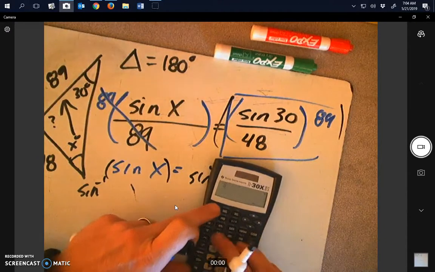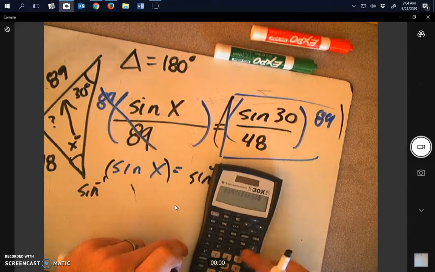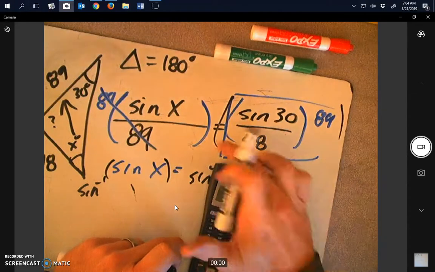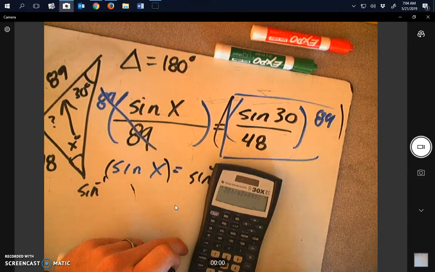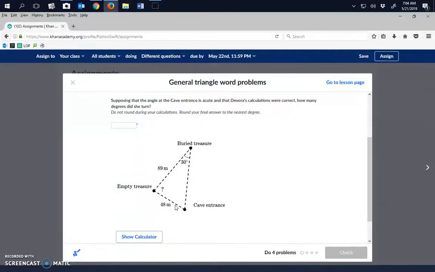So first thing I got to do is inverse sine, and then sine of my 30. Close my sine 30 out. Divide by 48. Times by 89. And then close out my inverse sine. So I get 67.98. I bet they're going to have this round to the nearest degree. So we go to 68.